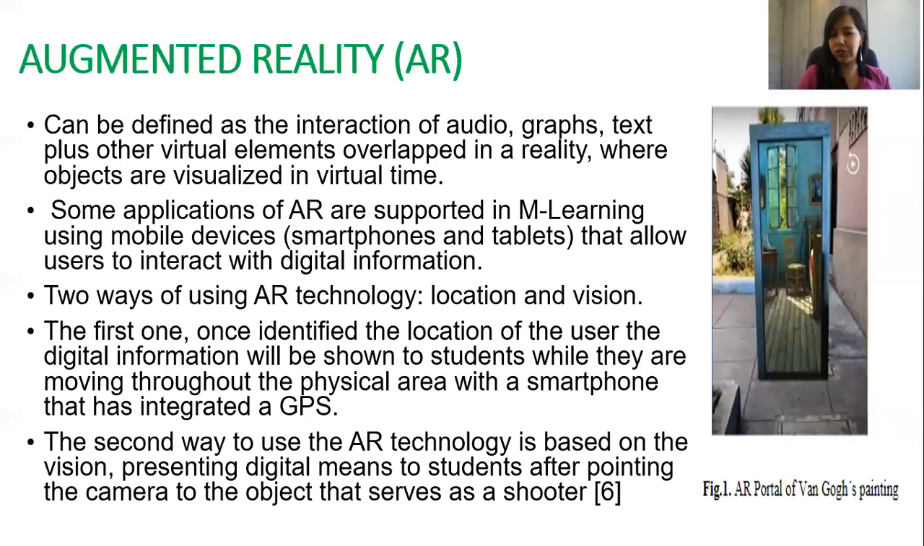There are two ways of using augmented reality technology, which are location and vision. In the first one, once the location of the user is identified, the digital information will be shown to students while they are moving throughout the physical area with a smartphone that has an integrated GPS on its system. The second way to use augmented reality technology is based on vision, presenting digital media to students after pointing the camera to the object that serves as a trigger, as we can see here in figure 1.